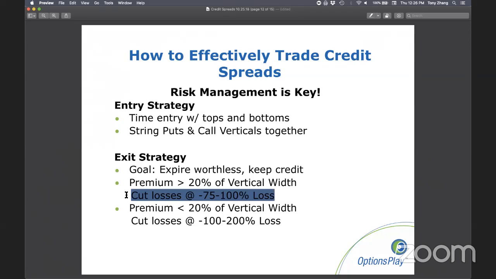However, if you're collecting less than 20%, so this is for those of you selling very far out of the money, high probability trades, where you're collecting maybe only $1 while risking $9 out of a $10 wide spread, you want to cut your losses if you've lost anywhere from 100 to 200% on that specific trade. So you have to give yourself a wider margin because you're collecting such a small portion of the total vertical width. So that's how you typically manage your credit spreads.